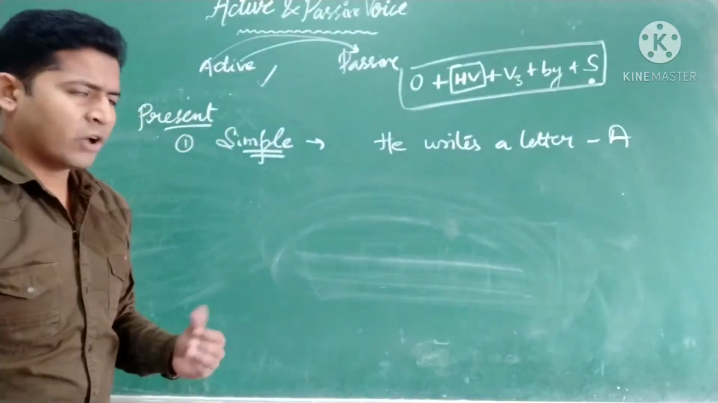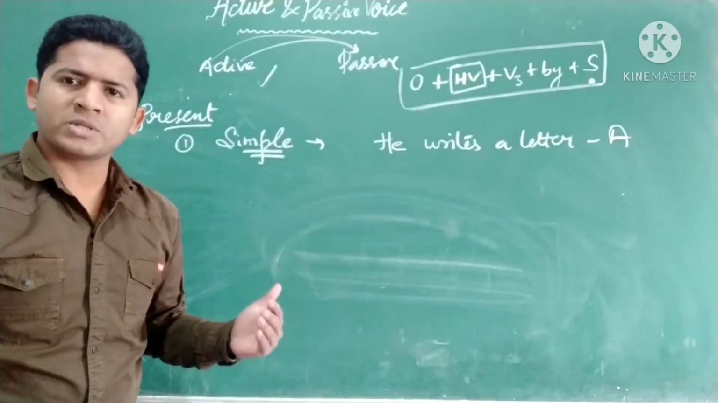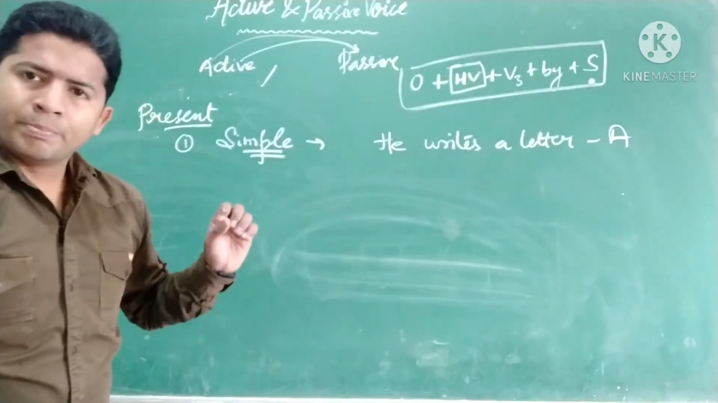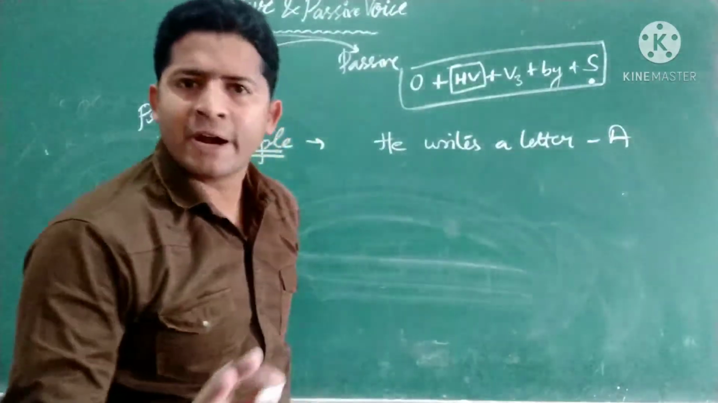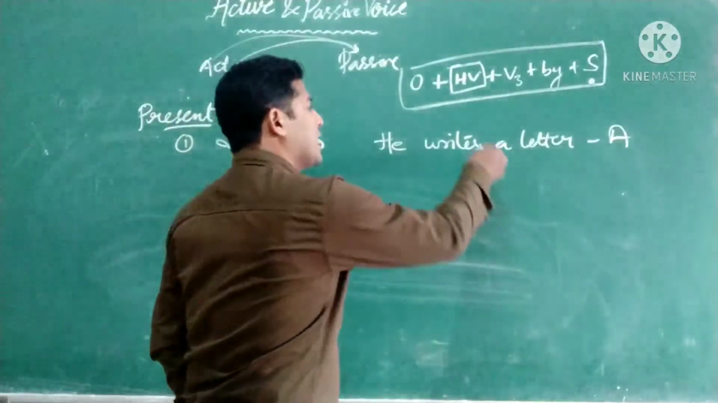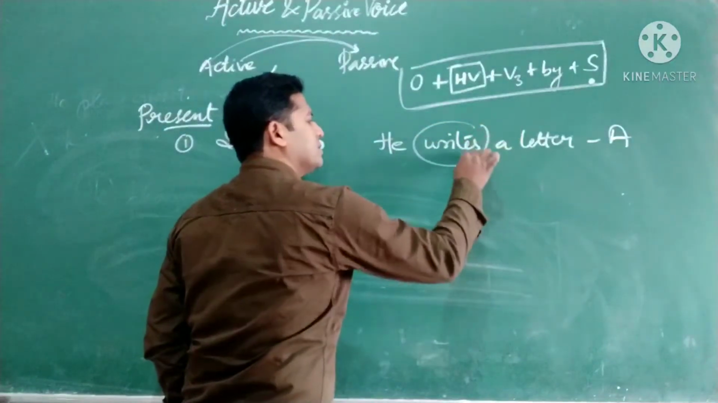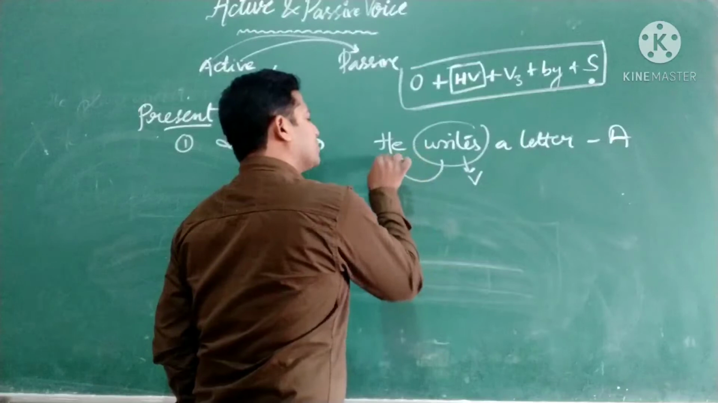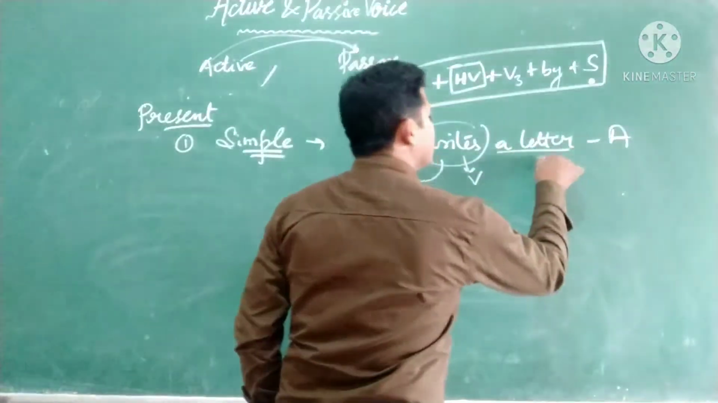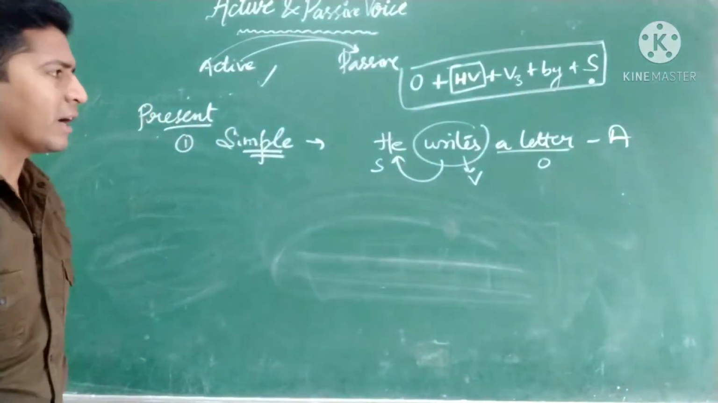Okay. I told you if you have to convert the sentence, you need to first find out subject, verb and object. To find subject, you need to find out who is the doer of, what is the action being done. This is the action, writes is the action. So this will be verb. Who is doing this action? He, this will be subject. A letter will become the object. It is the receiver of the action.